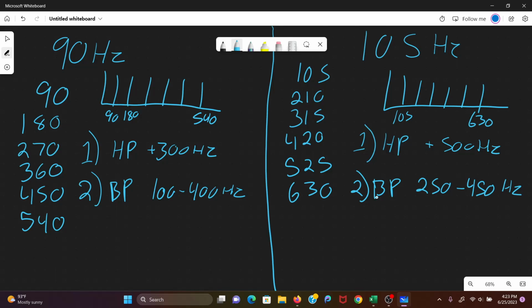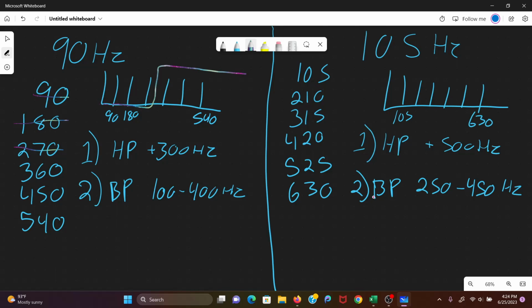All right, we are gonna do 90 hertz first, and I'm gonna switch my color. Your high pass filter, 300 and above, is only gonna permit things 300 hertz and above, which means it's gonna knock out 90, 180, and 270. The last three it's gonna permit. And so you can draw your filter like this. It lets those last three through.